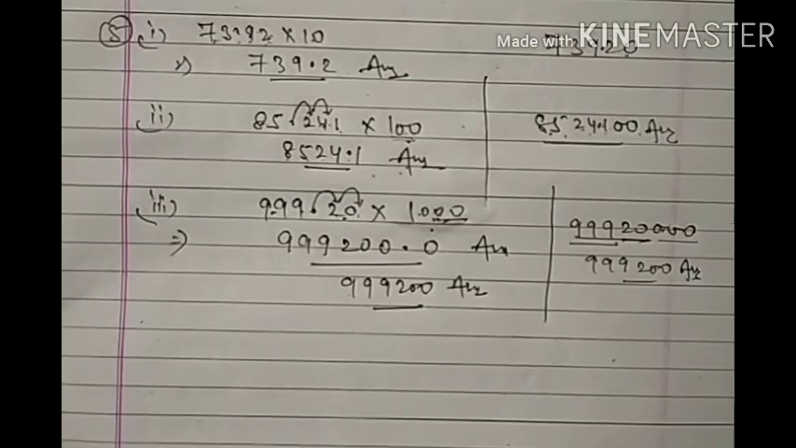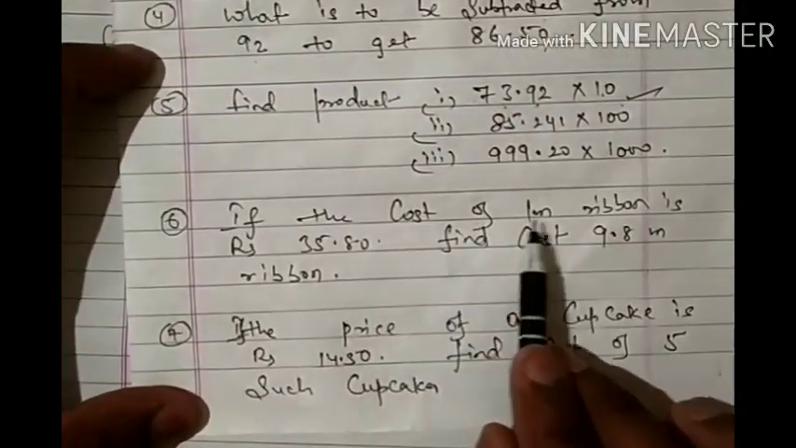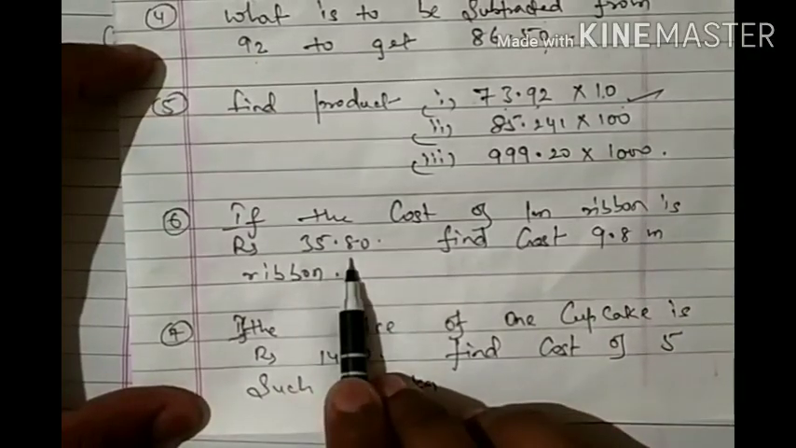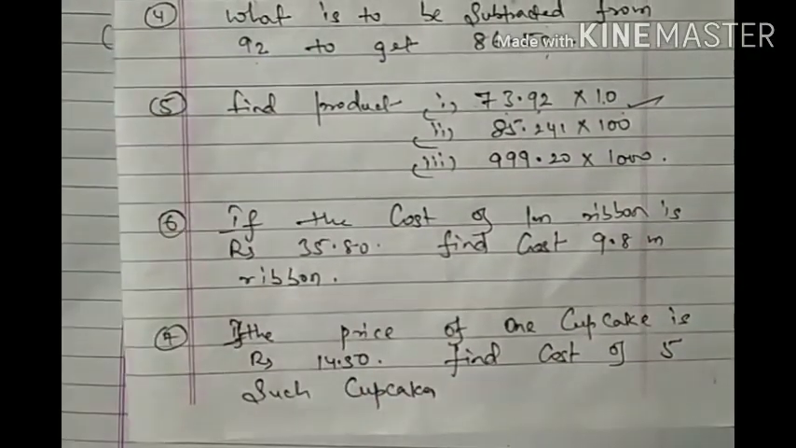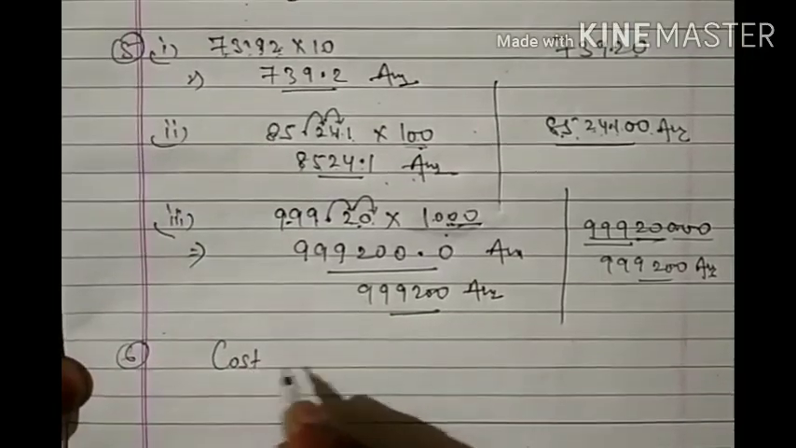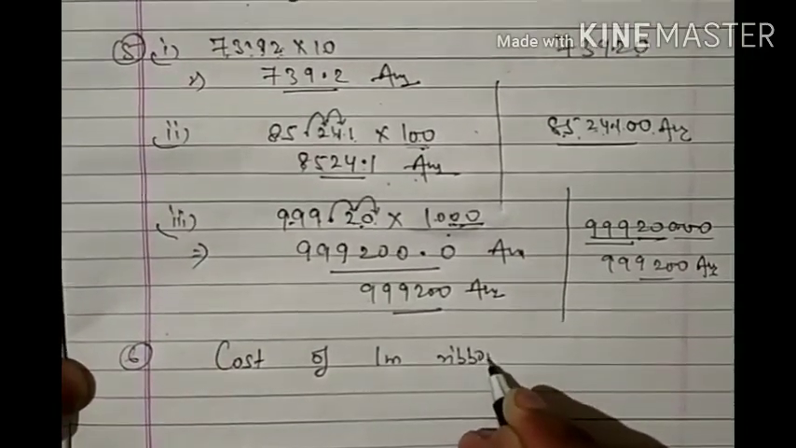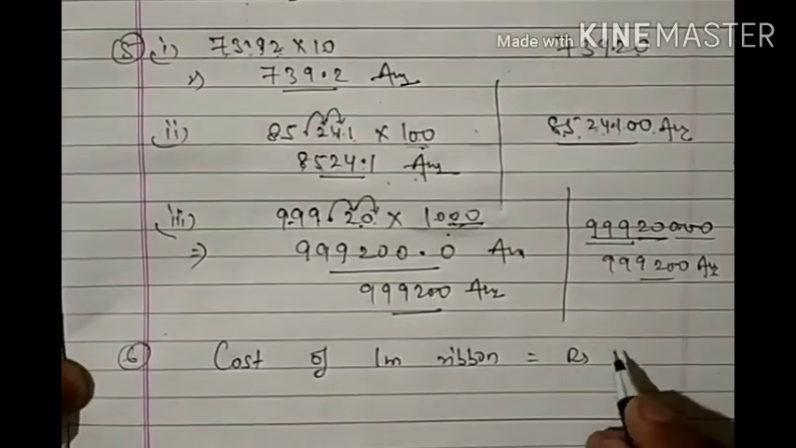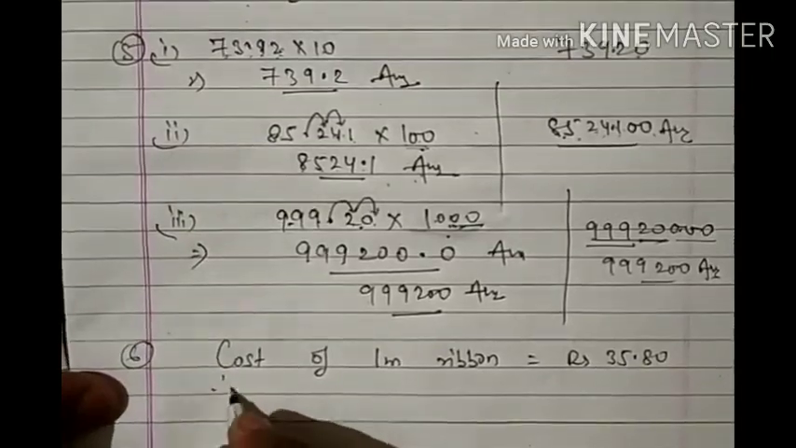Let's move on to next question. That is question number 6. If the cost of 1 meter ribbon is 35.80, find the cost of 9.8 meter ribbon. We all can solve it. Very easy question. Cost of 1 meter ribbon is equal to rupees 35.80.